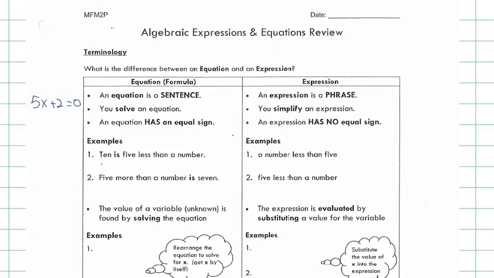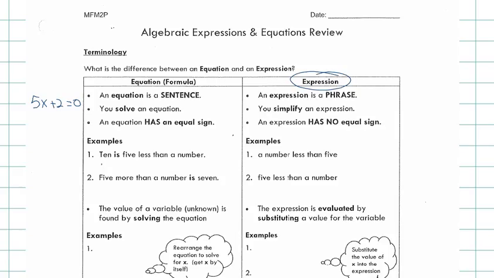Okay? However, an expression, okay, doesn't have to have a period, if you're talking about English, right? An expression, right? It's, wow, that's an expression, right? Not a sentence, right? It's a phrase. It's not a sentence. Okay? So that means it does not have an equal sign.